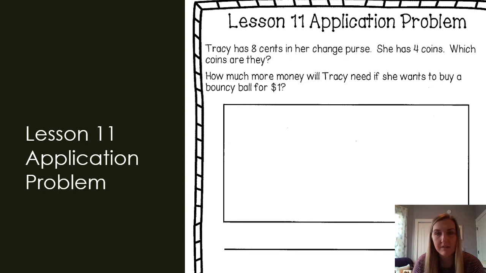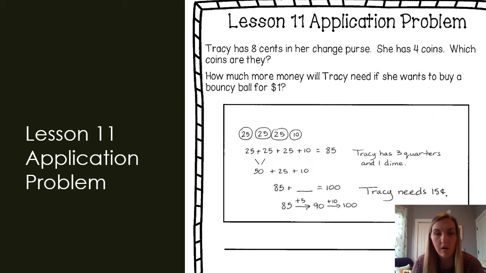Here is lesson 11's application problem. You are solving for 2 questions. So which coins does Tracy have in her purse? And then how much more money will Tracy need if she wants to buy a bouncy ball for $1? Okay, so the 4 coins that she has are 3 quarters and 1 dime. And then how much more money will Tracy need if she wants to buy a bouncy ball for $1? 85 plus what equals 100. Counting up, Tracy needs 15 cents. She will need 15 more cents.